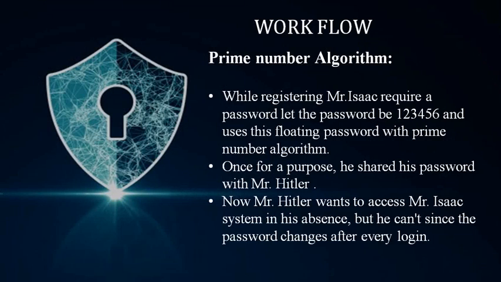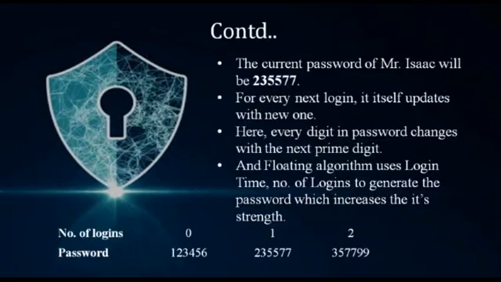Let us explain it with a simple example. Mr. Isaac has set a password, chosen the prime number algorithm, and shared his password with his friend Mr. Hitler for a purpose. Mr. Hitler can't access Mr. Isaac's account in his absence, though he knows the password, because the password changes for every login. It depends on the number of logins and login time to generate the new one. Every number of the password is replaced with the next prime digit.